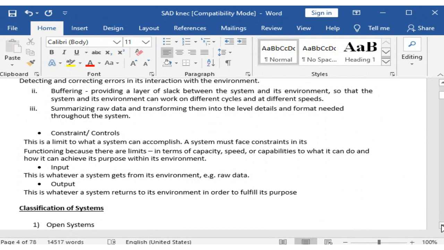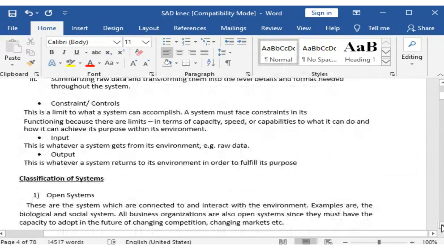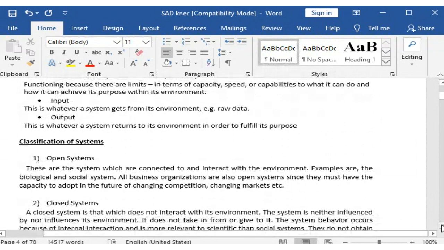Then we have input. This is whatever the system gets from its environment, such as data. Then we have output. This is whatever the system returns to its environment in order to fulfill its purpose.